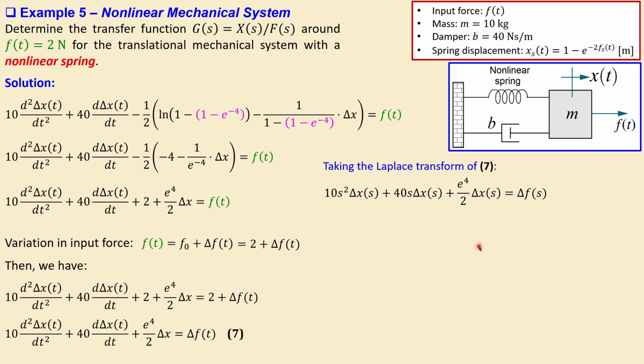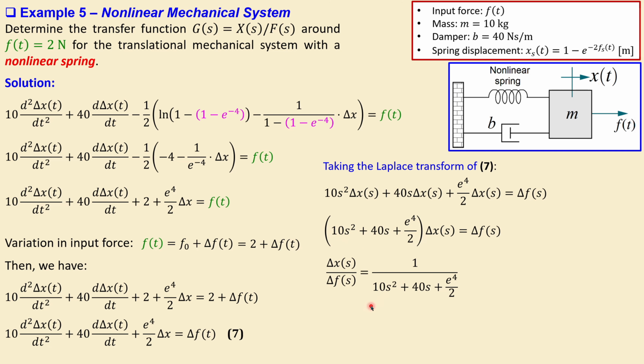Now let's group all the terms having delta x, already done. Now take it in the parentheses. It will be actually a second order system here. And you will have this. You see delta x over delta F, which is actually what we want, the variation x over F. So 1 over 10s squared plus 40s plus e to the power 4 over 2. Now if I divide by 10, you will get this 0.1 s squared plus 4s plus e to the power 4 over 20. And this is now our transfer function.